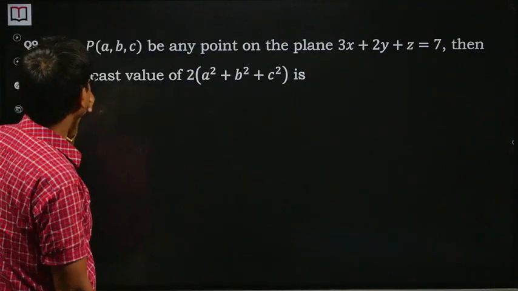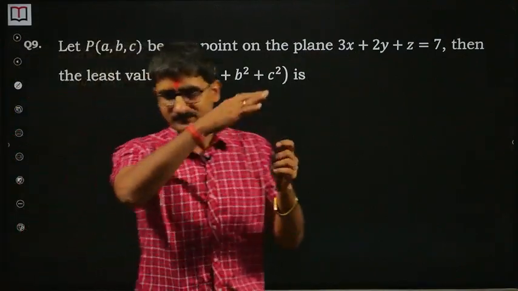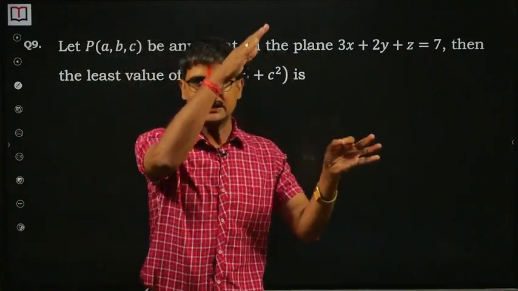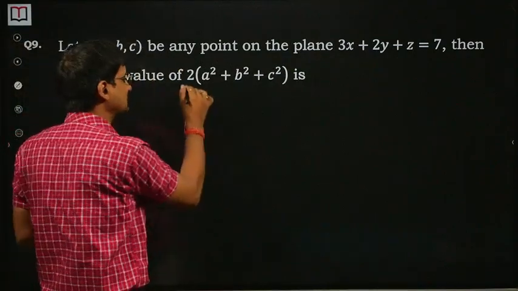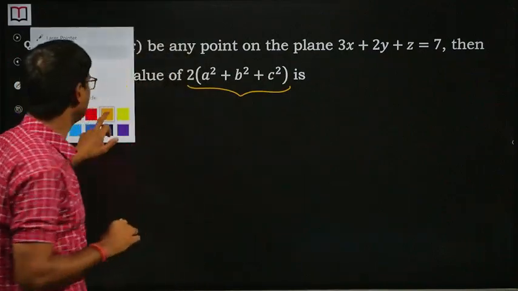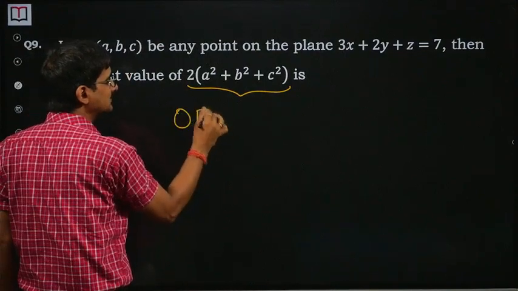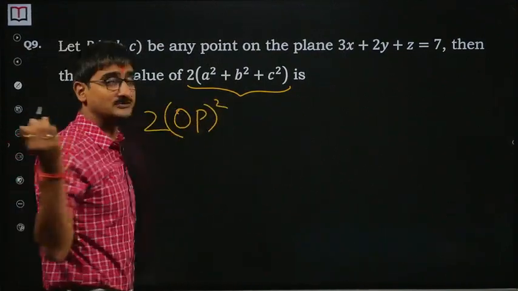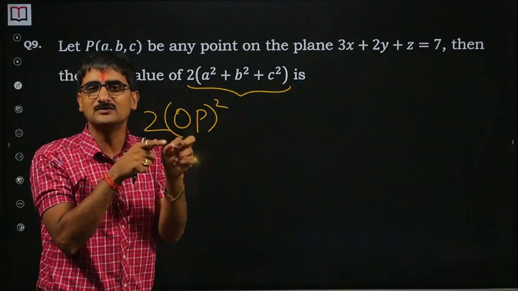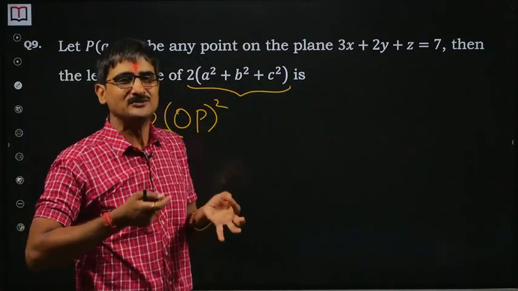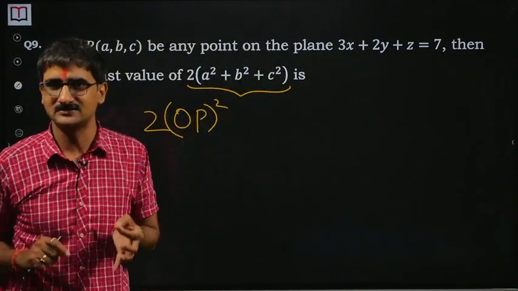Now next is: (a, b, c) be any point on the plane. So that's a plane. Let's say this is the origin and that's the plane. Then the least value of the expression. That's a really simple question. The only thing is that we need to realize that this is representing the distance OP square. So that's what we need: the distance of any point on this plane from the origin. Once we know it, the smallest such distance is nothing but the perpendicular distance, isn't it?